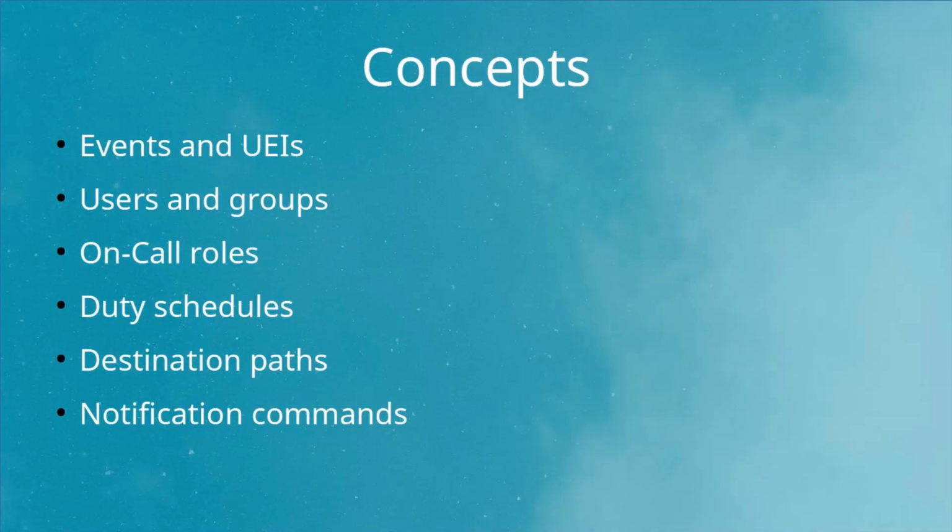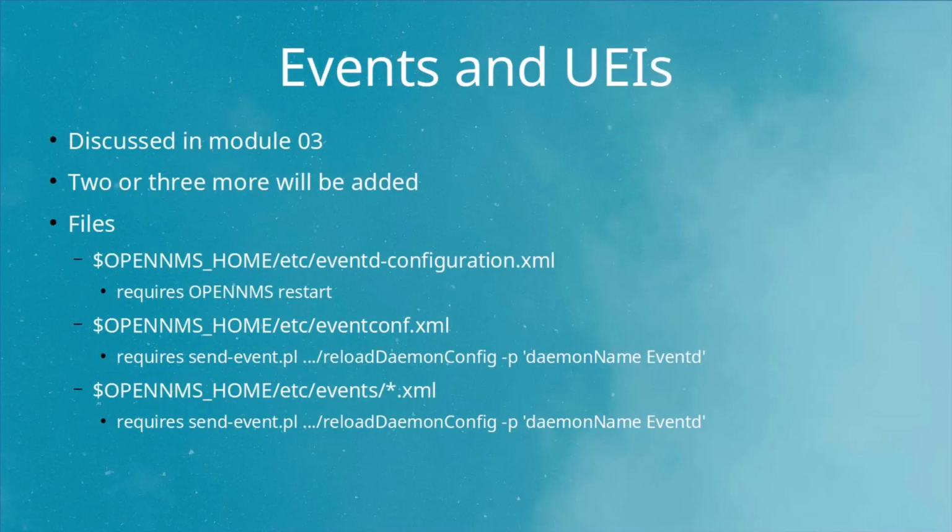OpenNMS lists 6 concepts related to notifications: events and UEIs, users and groups, on-call roles, duty schedules, destination paths, and notification commands. Events were covered in Module 3. Several new events will be created in this module. Keep in mind the event-related configuration files.